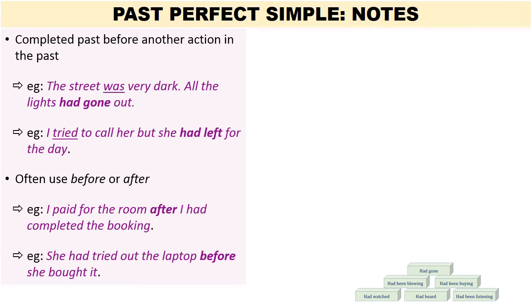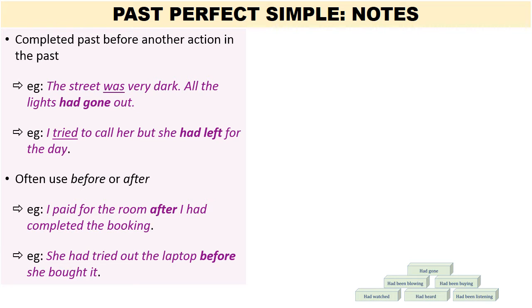The street was very dark. All the lights had gone out. In this example, the lights went out first, and therefore the street was very dark. The first action was the lights going out. The consequence, or the second action, was that the street was dark.